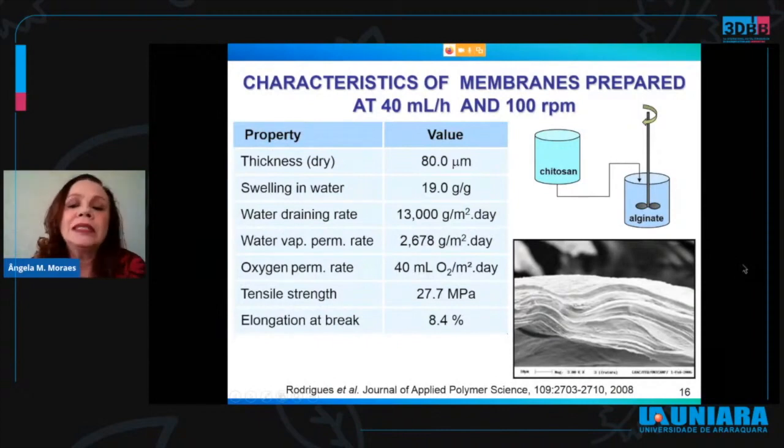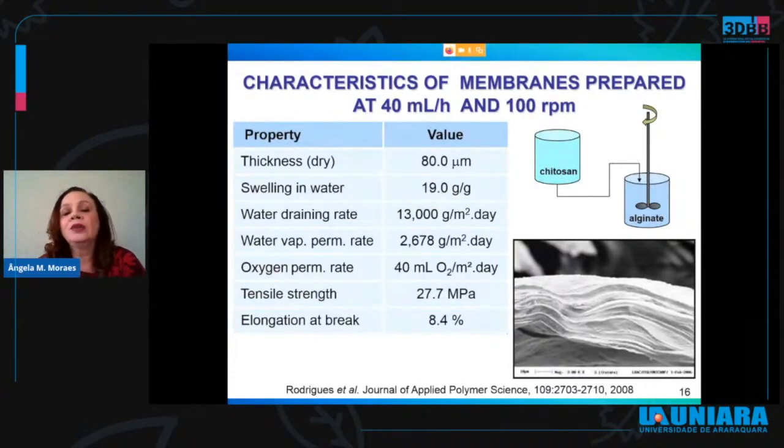And when we studied, over 10 years ago, the characteristics of membranes that we can prepare using a flow rate of 40 milliliters per hour of chitosan added to a solution of alginate that is mixed very, very slowly, we noticed that we obtained a set of very interesting properties for these membranes. They had this aspect, a natural layered aspect, and they were very thin. They had only about 80 micrometers in thickness, so it would be very comfortable for the patients to use.